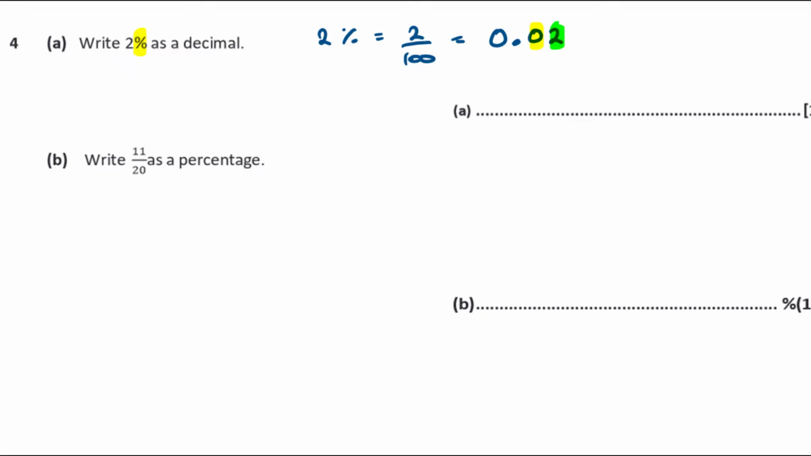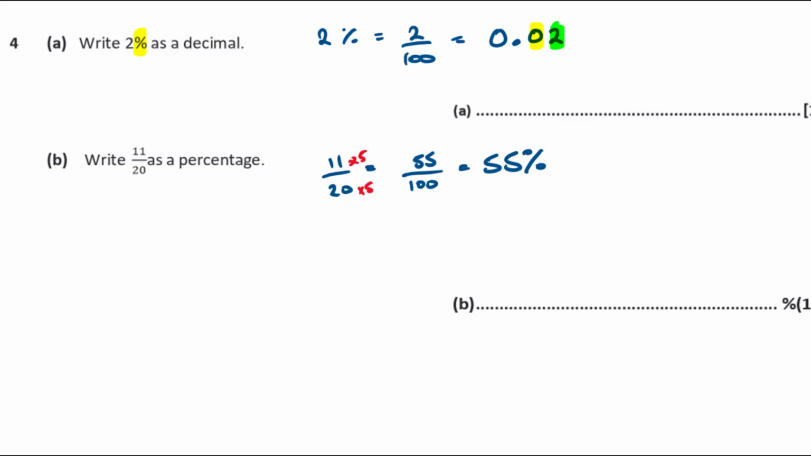Right, B, write 11 over 20 as a percentage. 11/20. So now I just said that a percentage is a fraction out of 100. So if we can take this fraction and rewrite it as a percentage, just by multiplying top and bottom by 5, that's going to make it out of 100. So 11 5s is 55, so that makes it 55%.